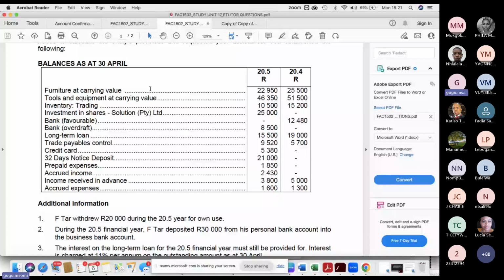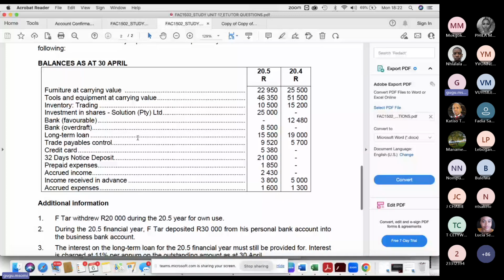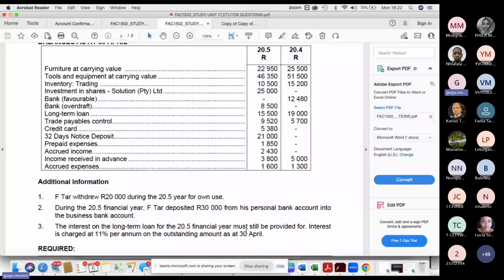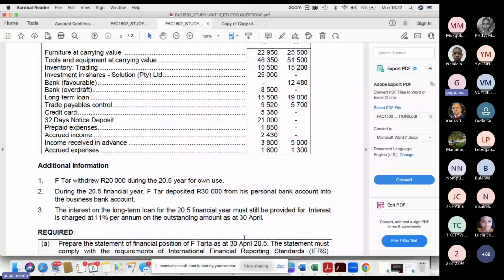Okay, so if we go to the solution, the first question, or just to recap again, they give us additional information around how he withdrew money, which means he took capital out of the business, and then he also deposited money, so he put money back into the business from his personal account. And then they also give us information on the long-term loan that he's got. This bad boy here. There's interest on it. So when you take out a loan, obviously the bank will add interest at whatever rate, so that you need to pay that back.